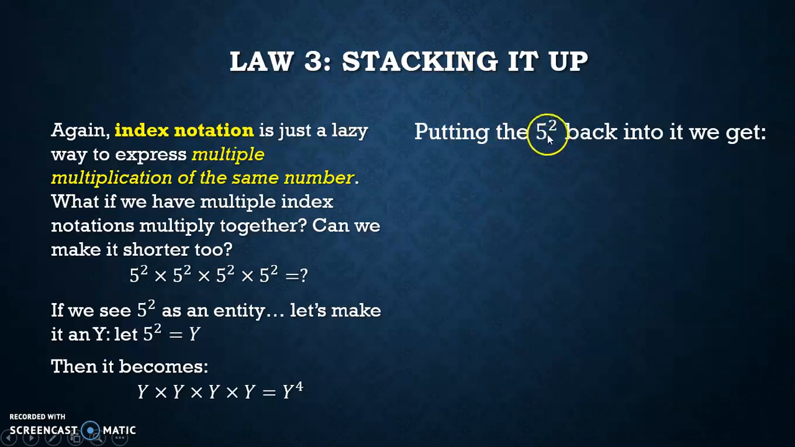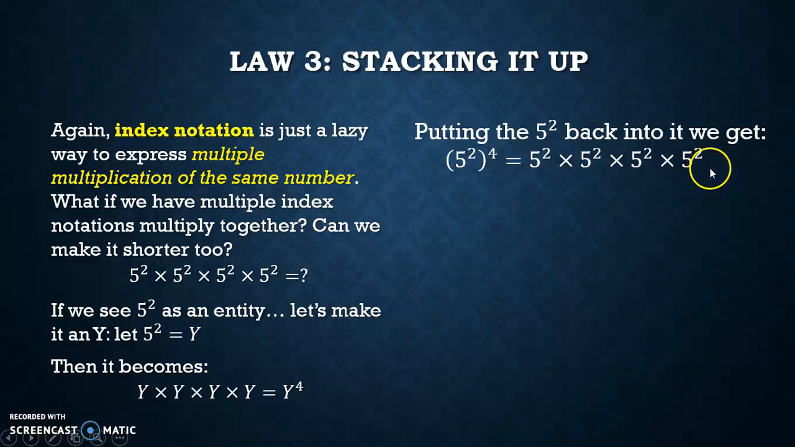When we put the 5 squared back into this expression, which is Y to the power 4, then we basically get 5 squared, bracket, to the power 4, which equals 5 squared multiplied 4 times. That's just it, right? So here we figured out 4 of the 5 squared multiplied together can be written in index notation as well. We just need a bracket and to the power 4. But what does this equal to?